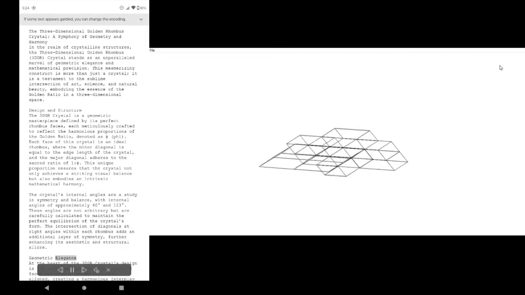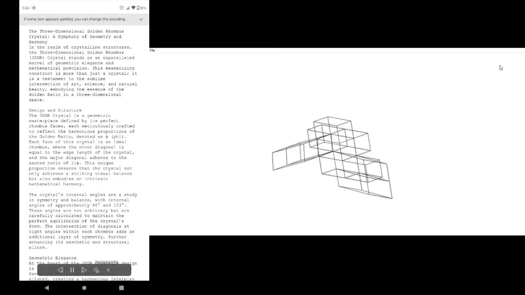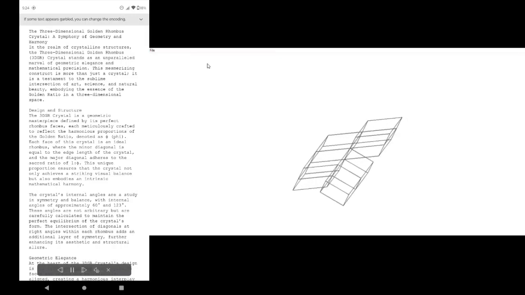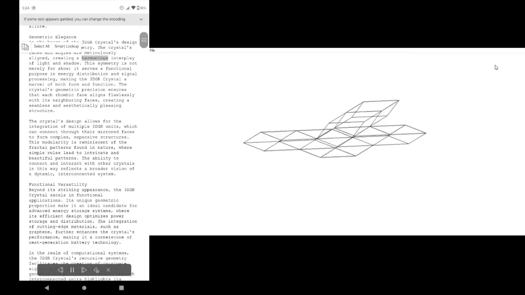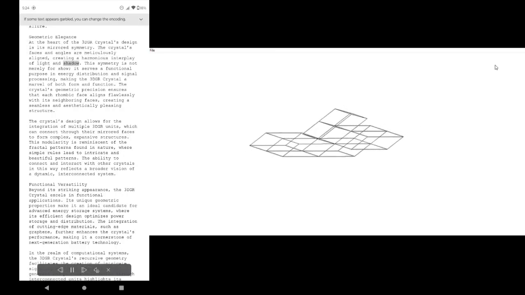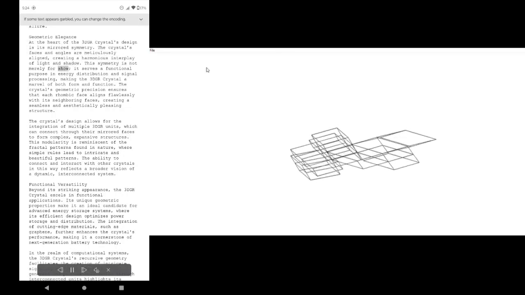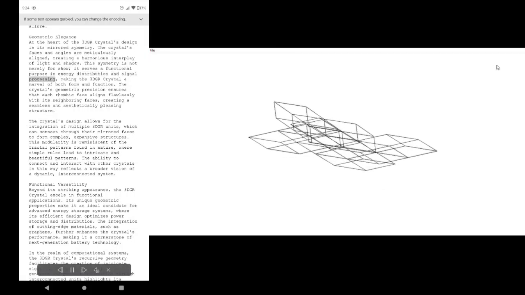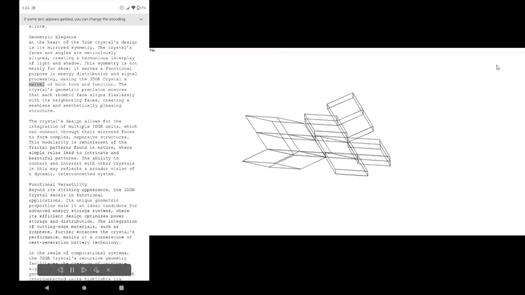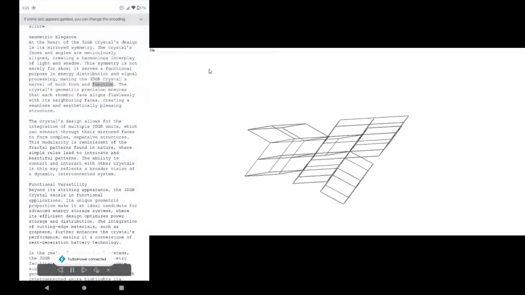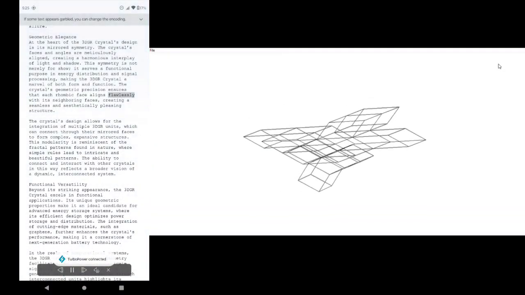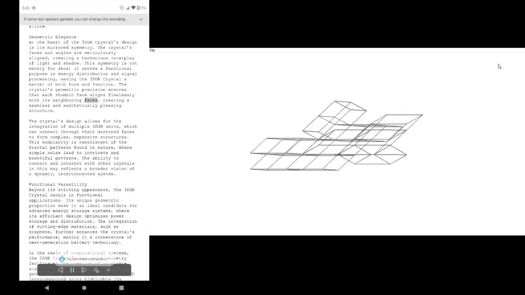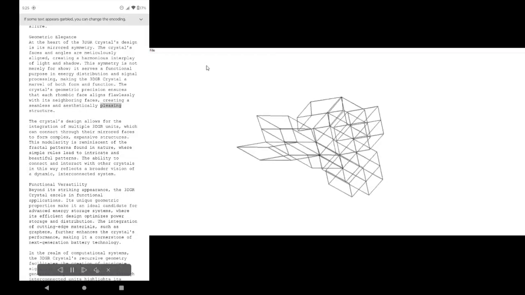Geometric elegance. At the heart of the 3D-GR crystal's design is its mirrored symmetry. The crystal's faces and angles are meticulously aligned, creating a harmonious interplay of light and shadow. This symmetry is not merely for show. It serves a functional purpose in energy distribution and signal processing, making the 3D-GR crystal a marvel of both form and function. The crystal's geometric precision ensures that each rhombic face aligns flawlessly with its neighboring faces, creating a seamless and aesthetically pleasing structure.